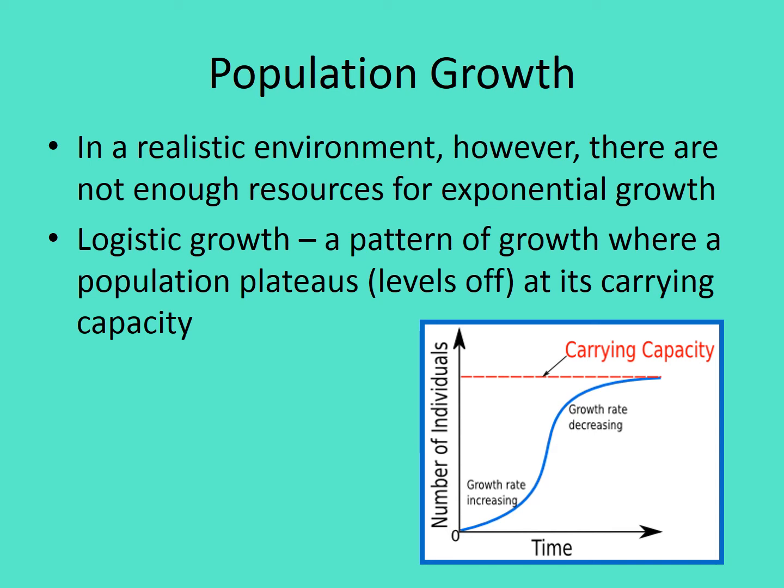So eventually there ends up being a leveling off, this S shape to your curve. It still starts as the J, you can see it there at the beginning of the curve, but it starts to level off at your carrying capacity. This is called logistic growth. This is where the population will grow as long as there are resources, but when the resources start being in limited supply, that population will level off.